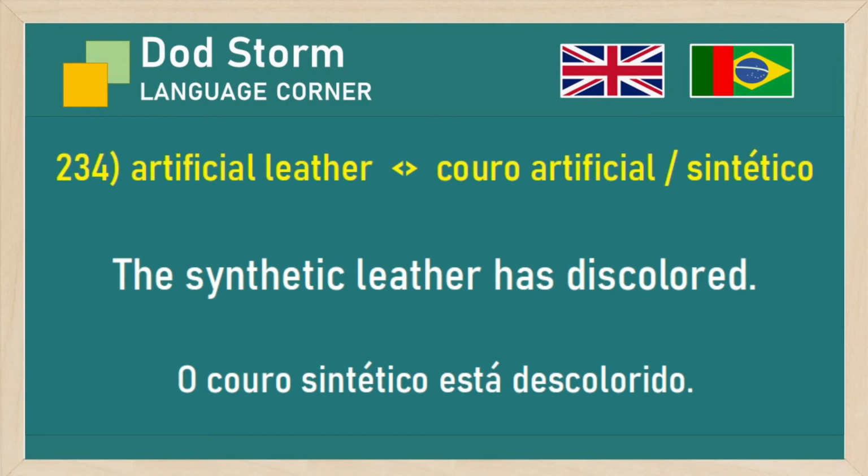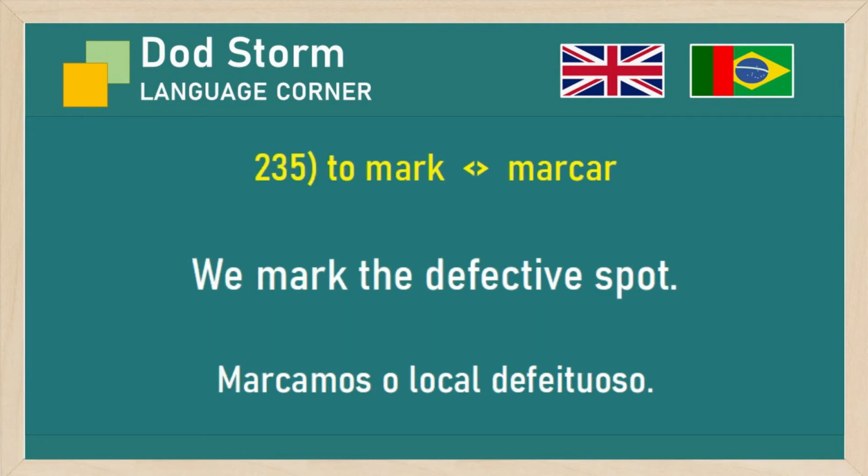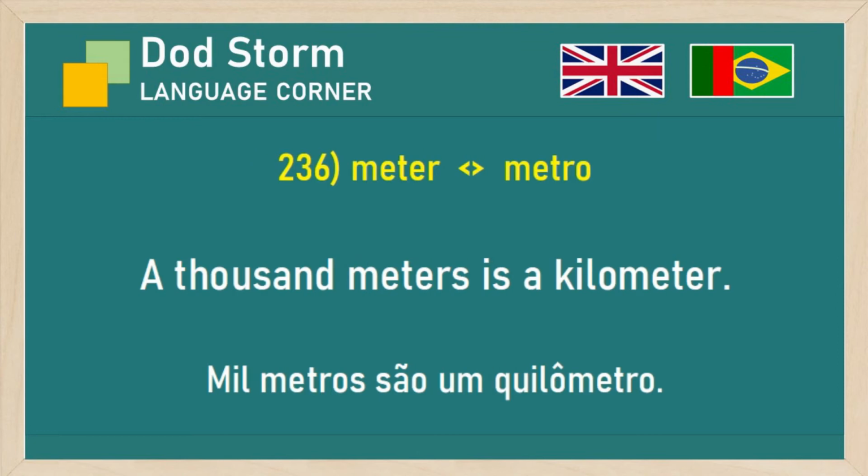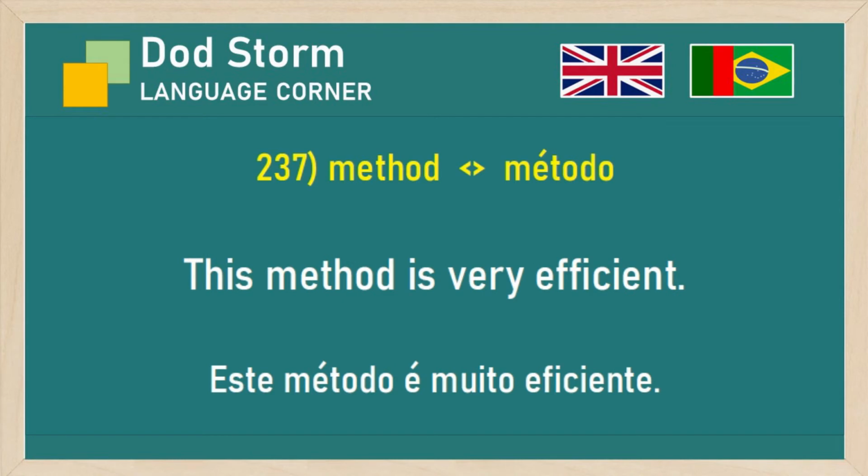The synthetic leather has discolored. We mark the defective spot. 1,000 meters is a kilometer. This method is very efficient.